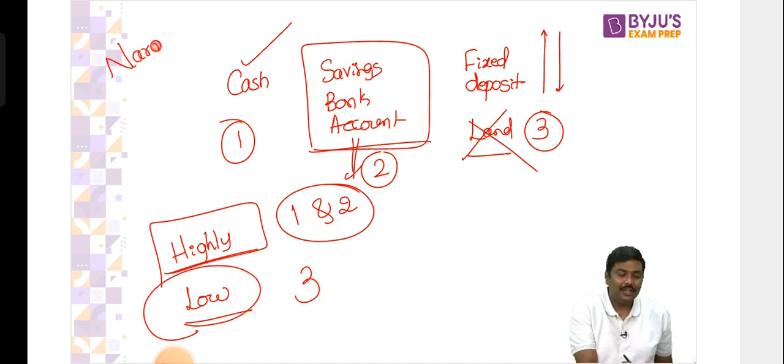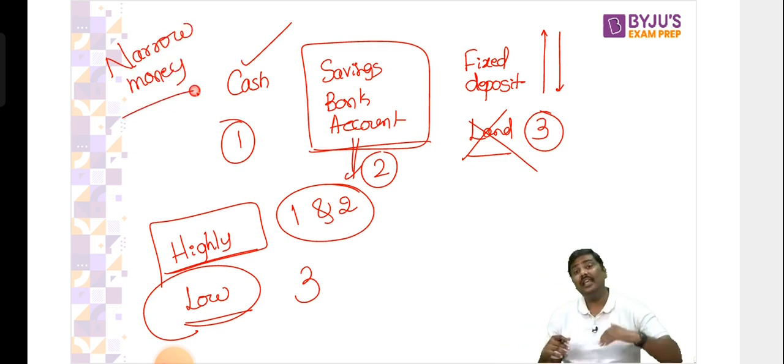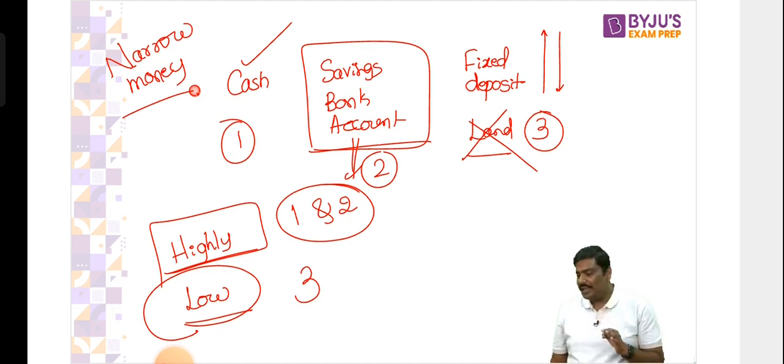Now come to the next point. What is narrow money? What is the definition of narrow money? Narrow money will consider only that part of the money where the liquidity is very high. Rather than memorizing formulas, this is how you need to understand the concepts. When you say narrow money, we are supposed to take care of the money that is very highly liquid.